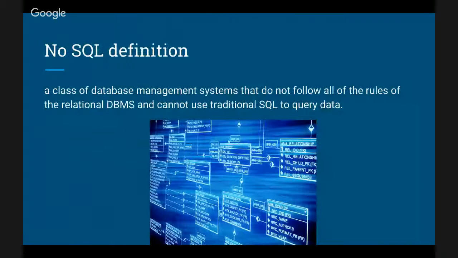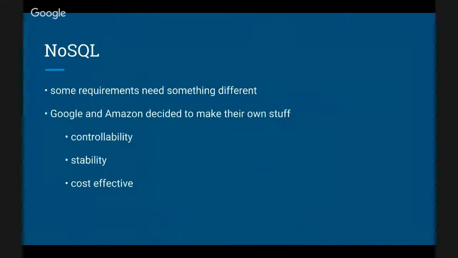Okay, so the next one is NoSQL, which is a class of database management systems that do not follow all of the rules of the relational DBMS and cannot use traditional SQL to query data. Some requirements need something different. Google and Amazon decided to make their own because it offers controllability, stability, and it's cost effective.